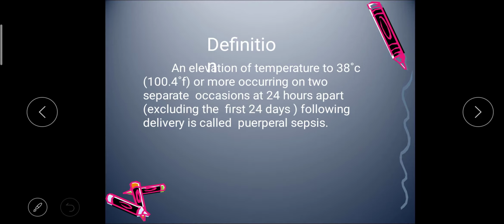The first one is definition. An elevation of temperature to 38 degree centigrade or 100.4 degree Fahrenheit or more occurring on two separate occasions 24 hours apart, excluding the first 24 hours following delivery, is called puerperal pyrexia.